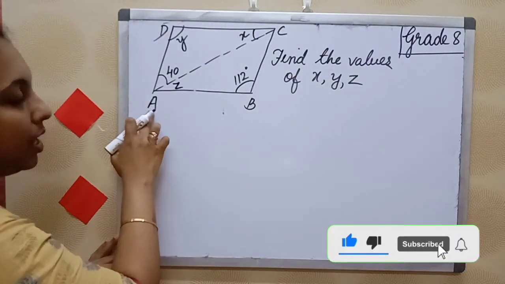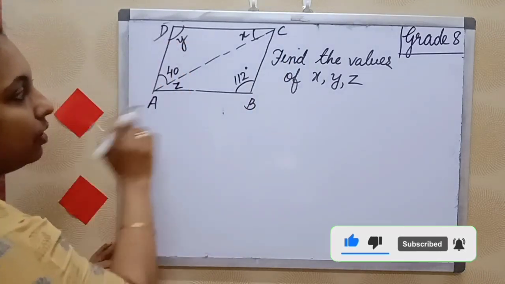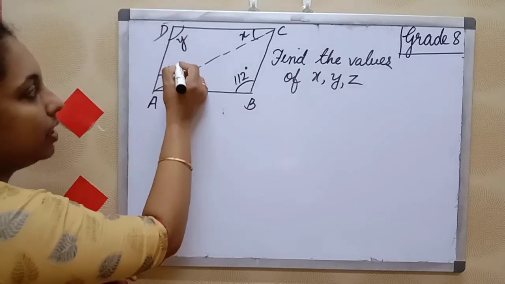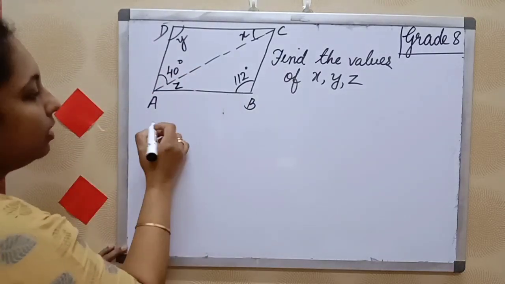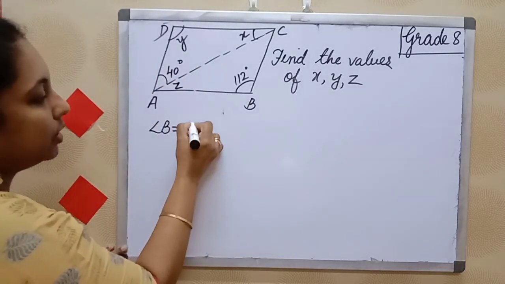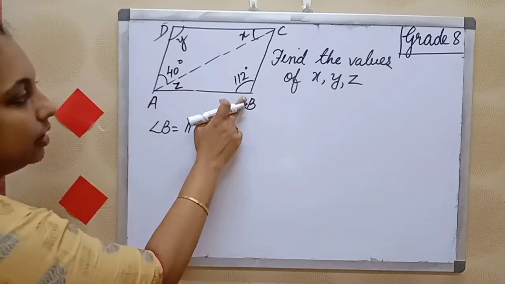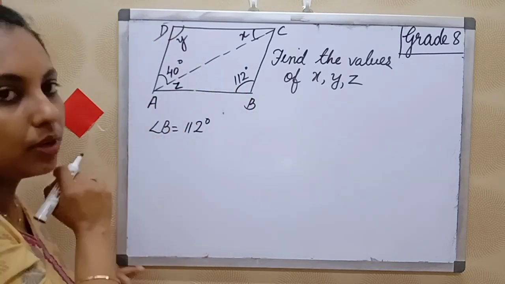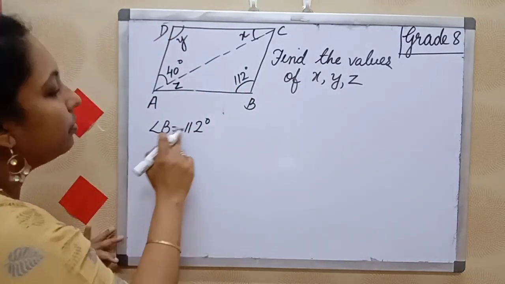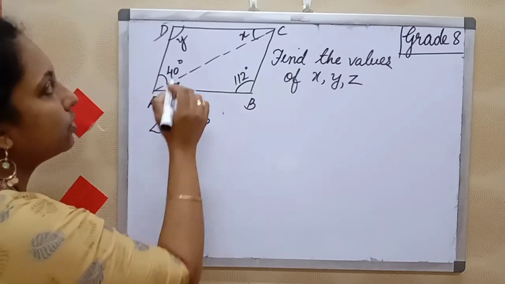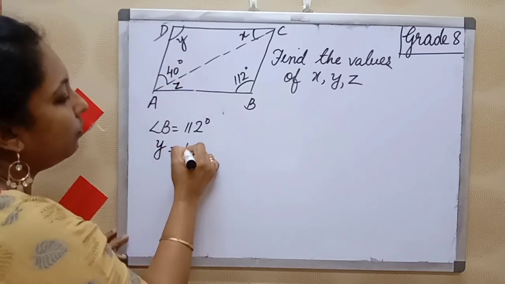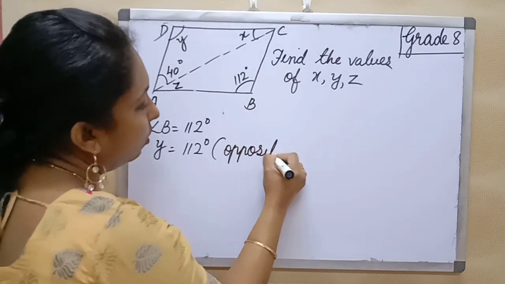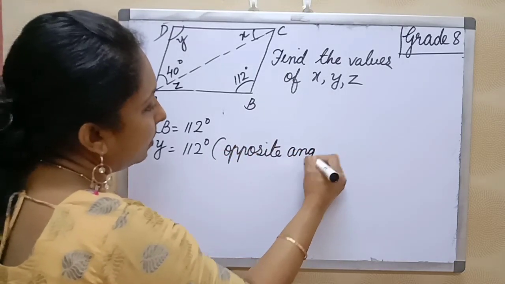So, parallelogram ABCD. One angle is given, 112. One alternate angle is also given, 40 degrees. So angle B is equal to 112. Then, as you all know, the opposite angles are equal in a parallelogram. So y is equal to 112 degrees. Opposite angles are equal in a parallelogram.